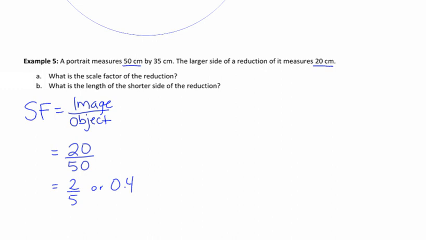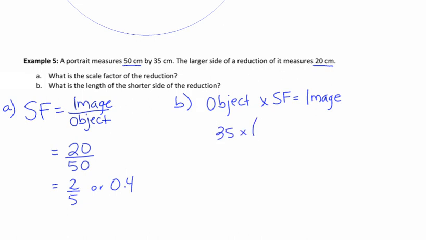Then B asks us, what is the length of the shorter side of the reduction? So A answered our scale factor as 0.4. B, the length of the shorter side is object times your scale factor will give you your image side. So my object originally was 35 times my scale factor of 0.4 will give me my new image length. 35 times 0.4 is 14 centimeters.